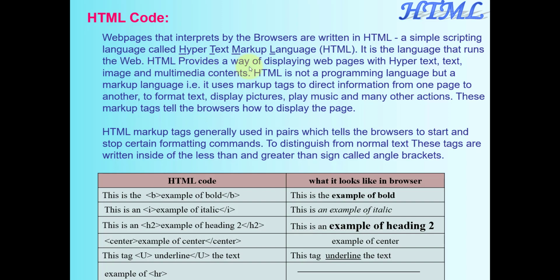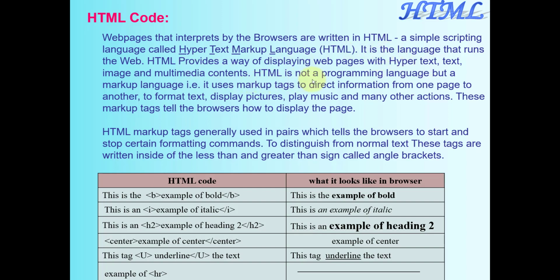And HTML provides a way of displaying web pages with hypertext, text, images, and multimedia content. So with the help of HTML, we can easily transmit text, images, multimedia content, and hypertext, clear? So what is hypertext? Hypertext means one thing is linked with another, clear? So this is called hypertext.